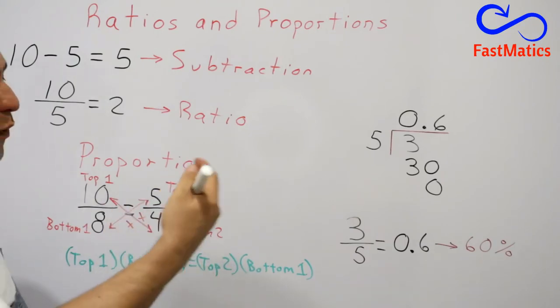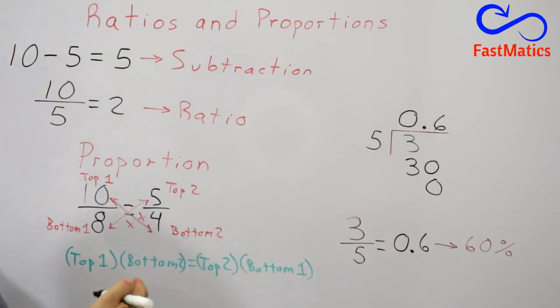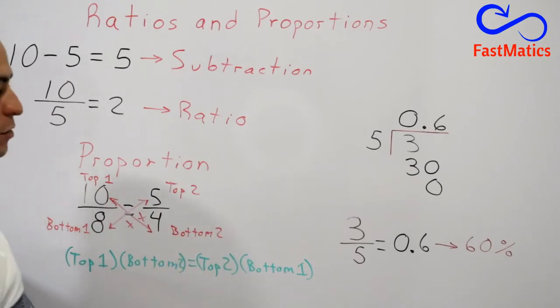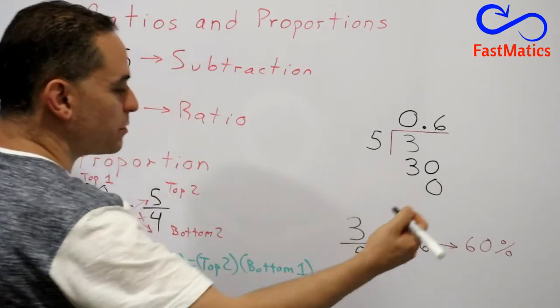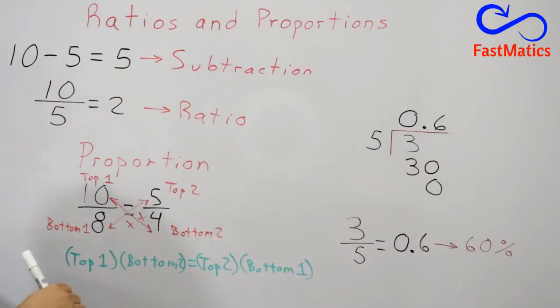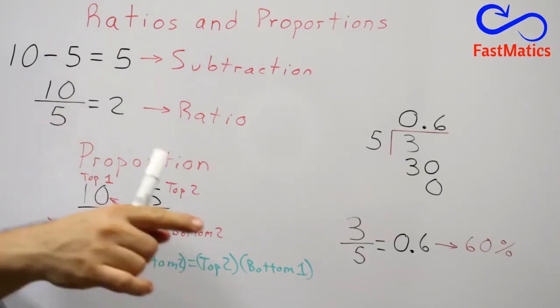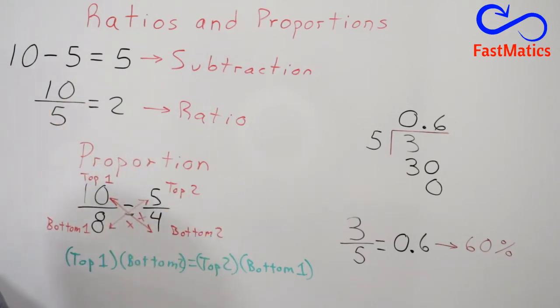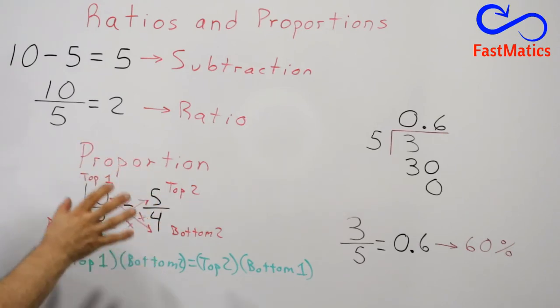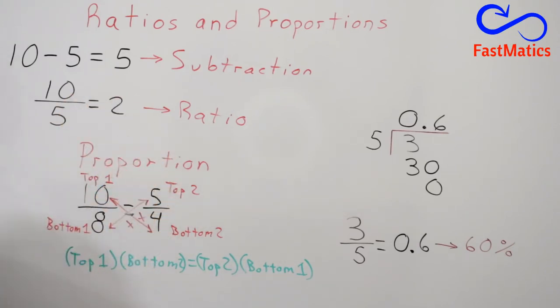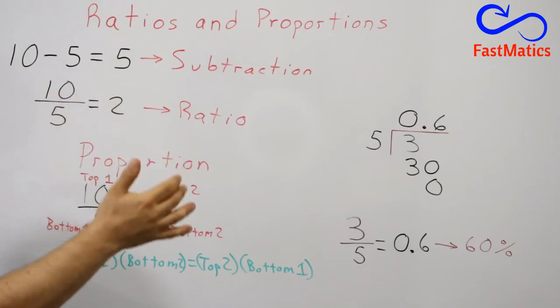If we had 100 people, how many would love cheesecake? Then we have to move decimal point 2 places to the right, because the number 100 has 2 zeros. And if it has 2 zeros, we have to move the decimal point 2 places to the right. And those are simple concepts of ratios and proportions.